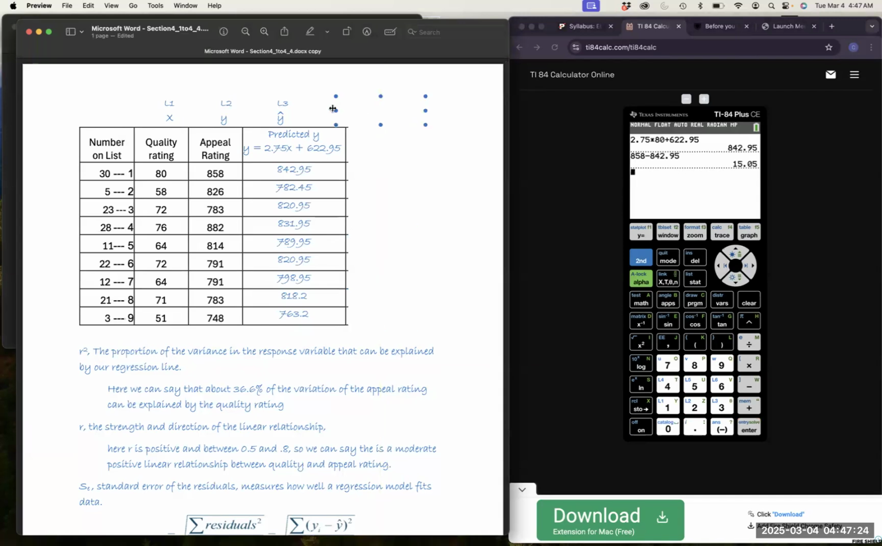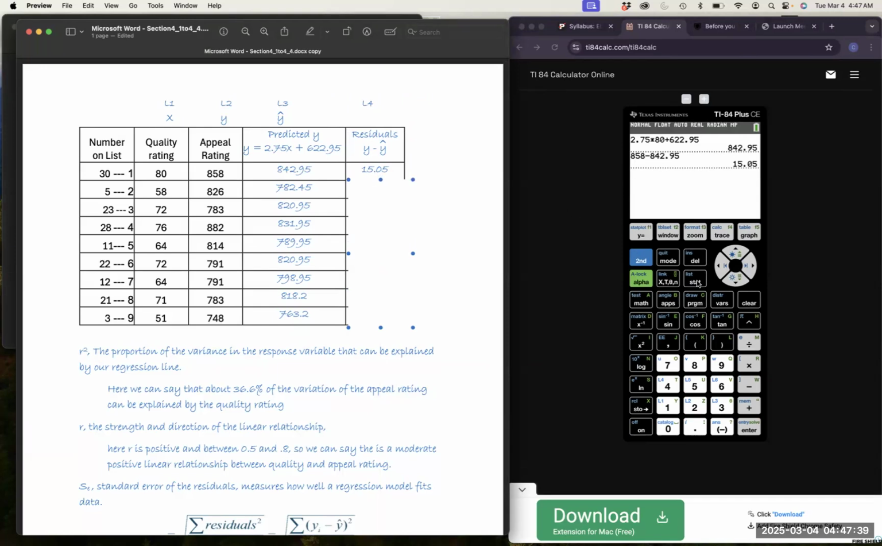And so I can create one more list. I'm going to call that L4. And L4 is going to be the computation for my residuals, which is Y minus Y hat. I got the first one. But I can go to the list so I don't have to do it 9 times.